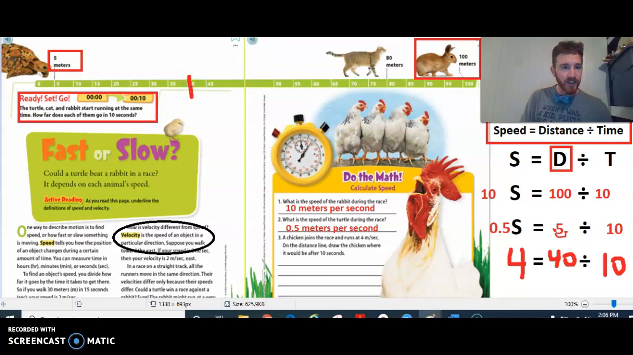So we can take our chicken, or if you want to draw your chicken, I'm just going to grab one of these chickies and put them up here on the 40 meters mark. Okay, so that's going to be there. And that is how we can do it.